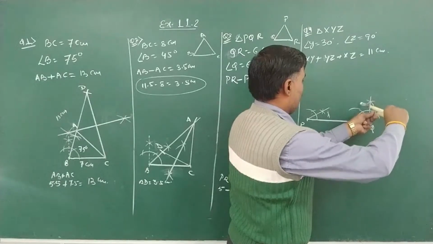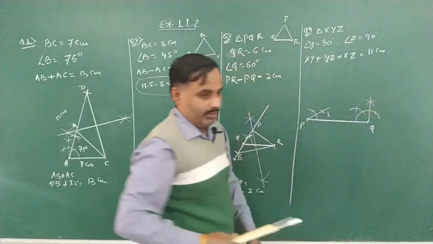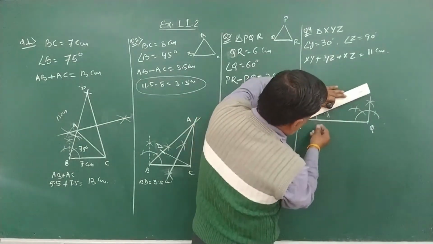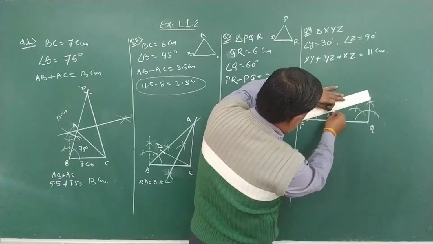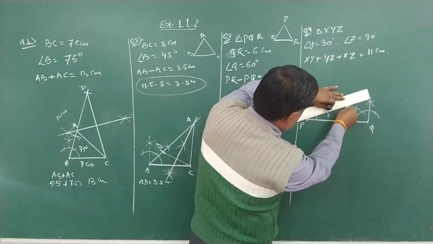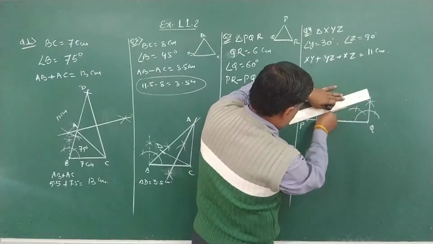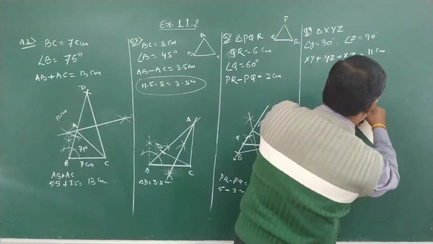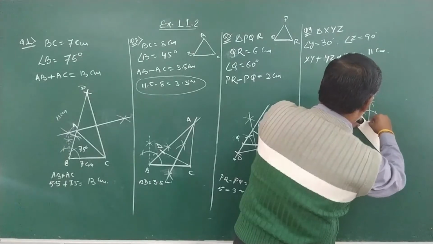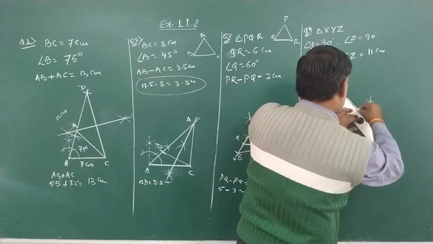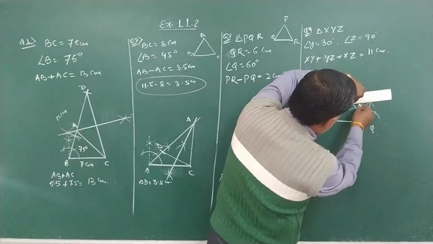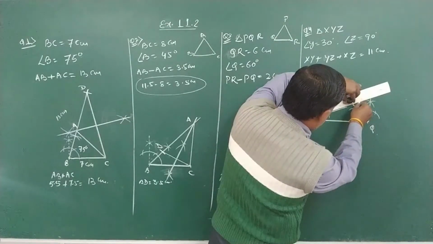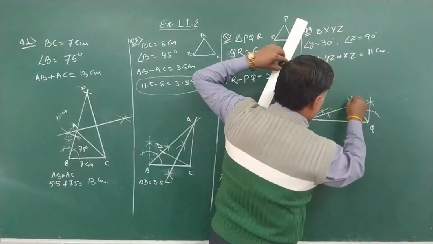You need to draw also. So this is your bisector of 30 and 90. Where these two bisectors are intersecting, and this one is your bisector of 90, means 45 degree. Where these bisectors are intersecting each other, that's your point X. Because Y and Z are given already, the angles are given. So this is your point X.